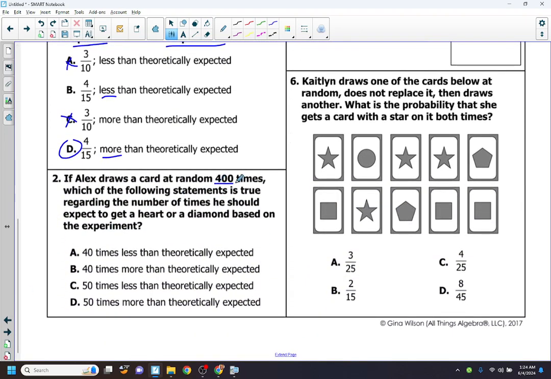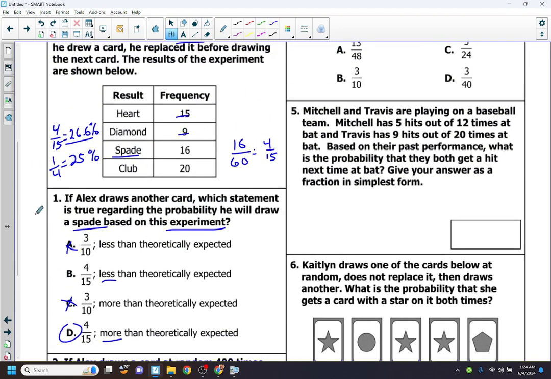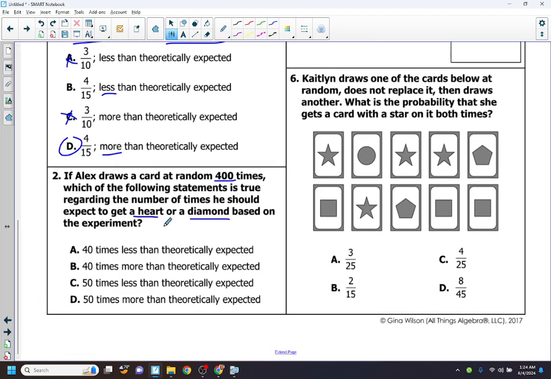If Alex draws a random card 400 times, which of the following statements are true? That he should expect to get a heart or a diamond. So a heart or diamond, so 15 plus 9. So 15 plus 9 is 24. 24 out of 60 is going to be, well, actually, I don't care about 24 times 60. 24 divided by 60 times 400. That's going to be about 160 times, okay?